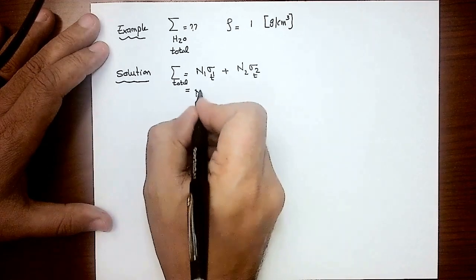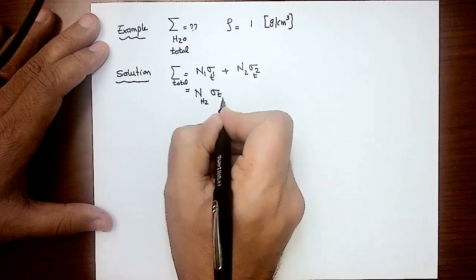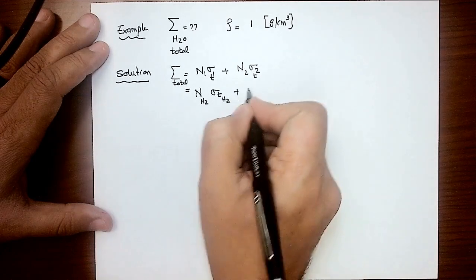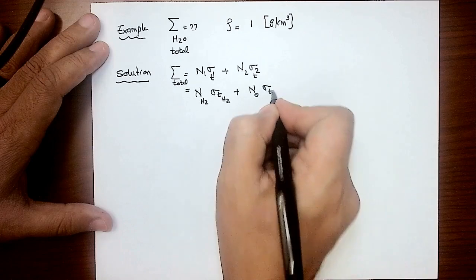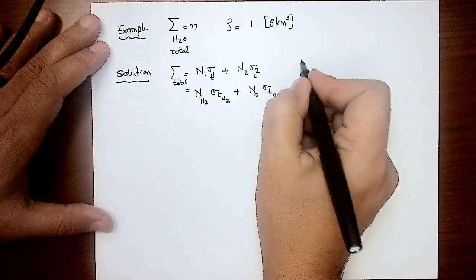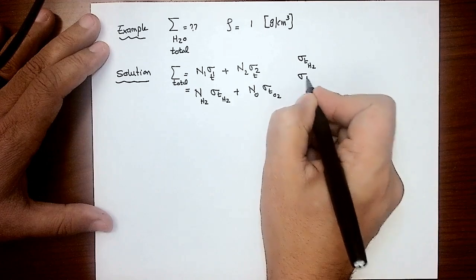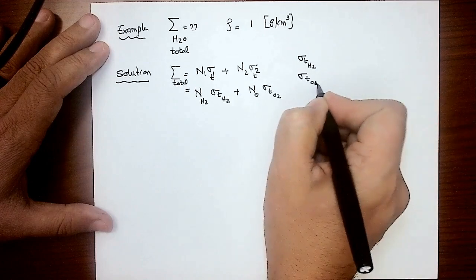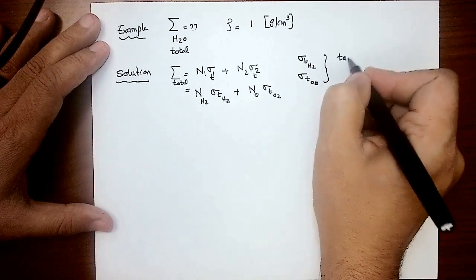So this will be the number density of hydrogen times sigma total of hydrogen plus the number density of oxygen, one atom of oxygen, times sigma total of oxygen. Sigma total of hydrogen is sigma total for an element, and sigma total for oxygen is also for an element, or one O, that's an atom. I can find these values in tables.